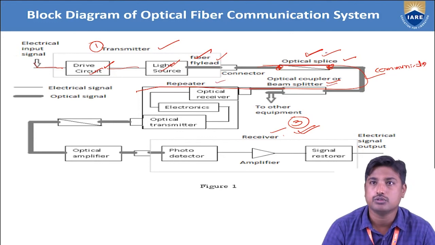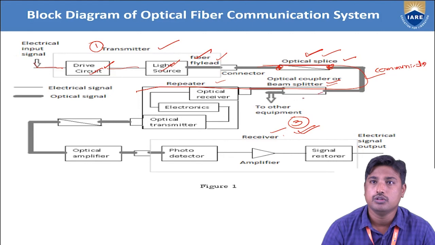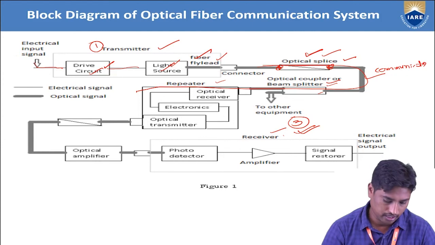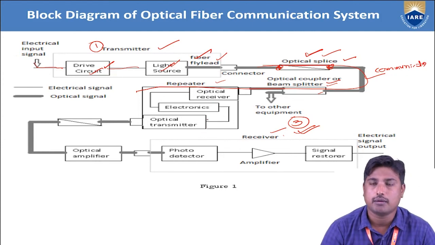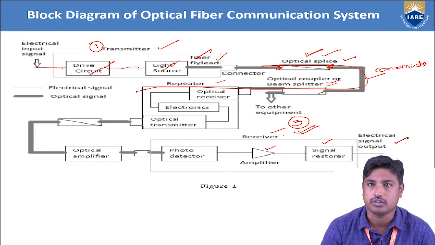Optical splice is used to join two optical fiber cables permanently, and beam splitter is used to inject the signals to the repeaters, and repeaters are used to convert the optical signals into the electrical signals and amplify them also. Receiver receives the optical signals and converts them into electrical signals, and the amplifier and signal restorer are used to restore the signals, and this is the electrical signal output. This is about the total block diagram of optical fiber communication system.